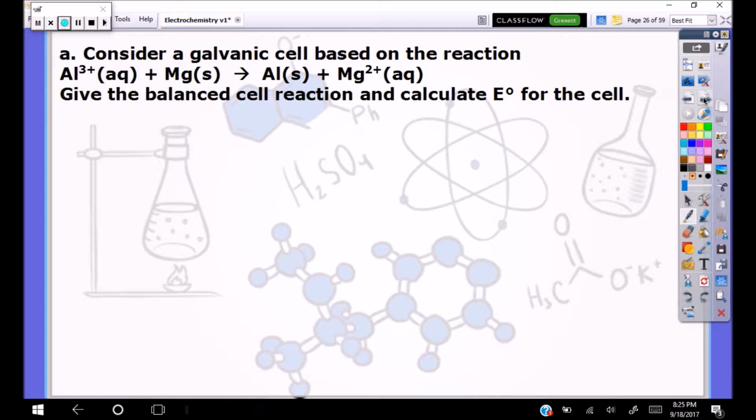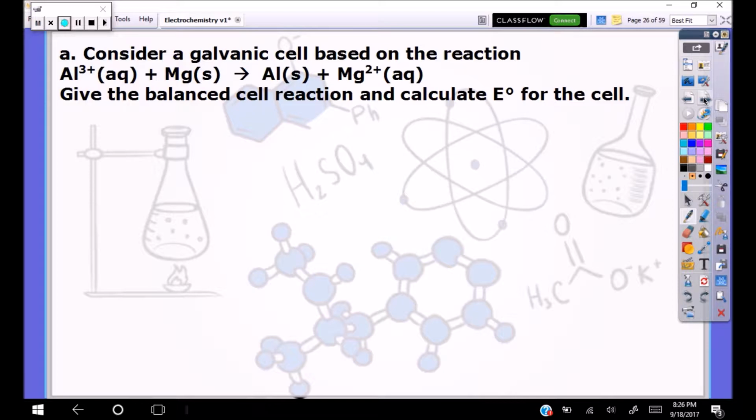So, the next few examples come straight from Renee McCormick and the Namesy site. I will add in a couple of my own as well. These are good problems to look at. First one, it says, consider a galvanic cell based on the reaction aluminum 3 plus plus magnesium, and it gives us aluminum solid and magnesium 2 plus. We want the balanced cell reaction and to calculate the cell potential for the cell, E naught.